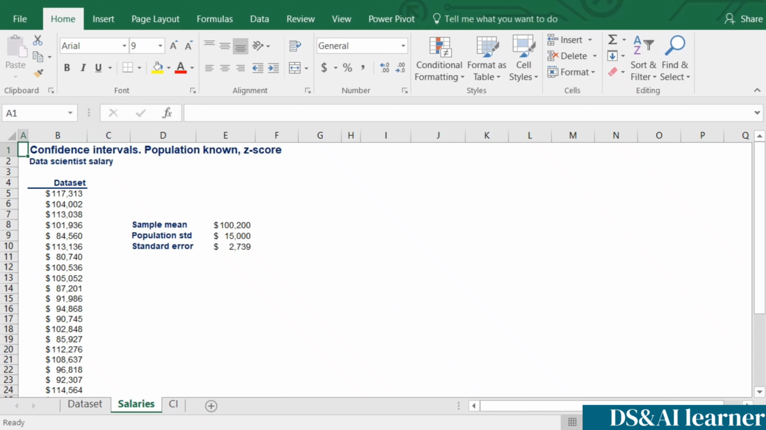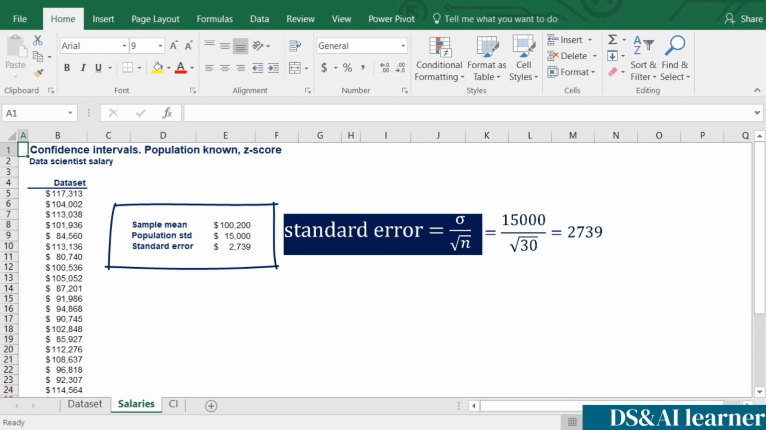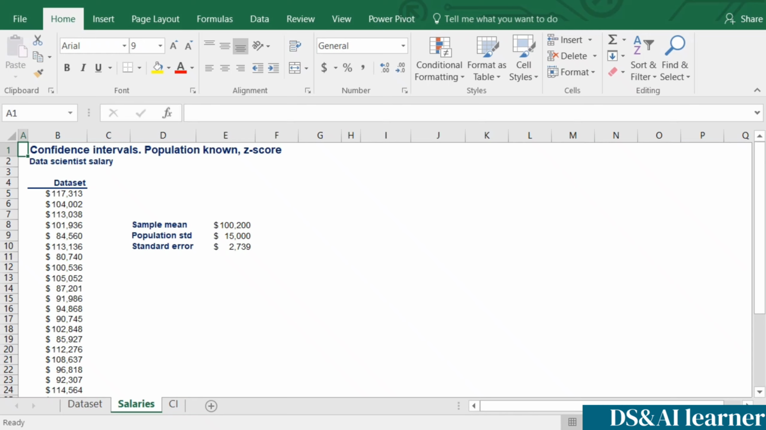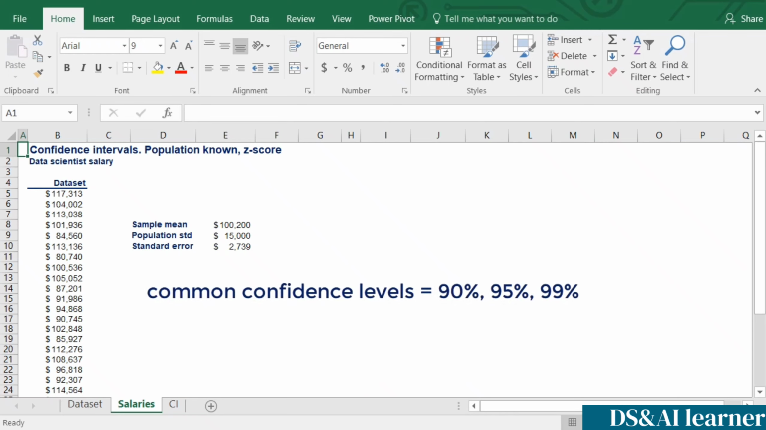Let's go back to our example. The sample mean is $100,200, and the standard deviation is known to be $15,000. Thus, the standard error is $2,739. Having calculated these values, we can take the next step and choose our confidence level. Common confidence levels are 90%, 95%, and 99%, with respective alphas of 10%, 5%, and 1%. Another way to put the value of alpha is 0.1, 0.05, and 0.01 respectively.